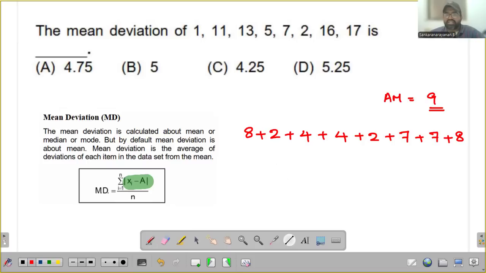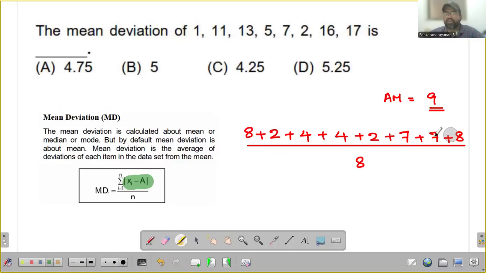The next step is you take the sum of these deviations. Take the sum of the absolute values, don't go for positive or negative. Find the sum of the deviations divided by the number of observations. The number of observations we have identified is 1, 2, 3, 4, 5, 6, 7, 8, divided by 8 is what you should do.